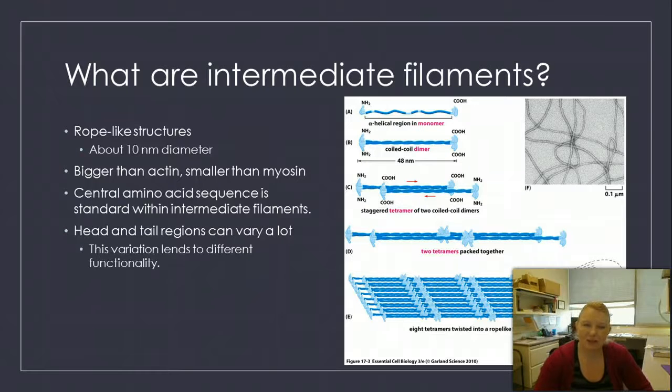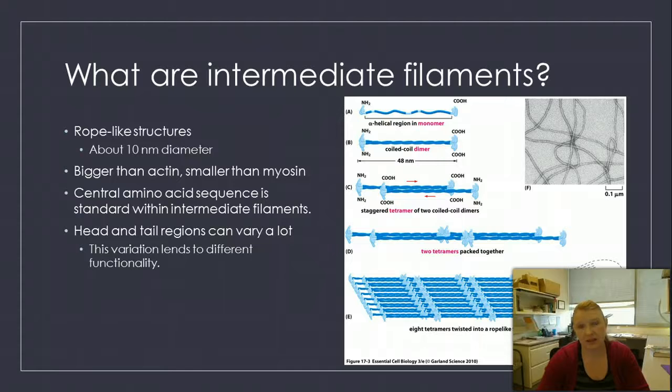I'm not super worried about you knowing how thick each of these filaments are that we're going to talk about, but I do want you to understand that the central amino acid sequence is standard within intermediate filaments, so it's always going to be the same. And what you can see here is they form these rope-like structures. So we start with a monomer, and then we get into a coiled coil, and then we go into a tetramer with coiled coil.